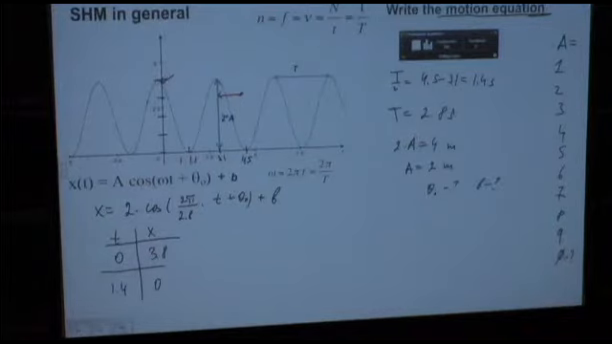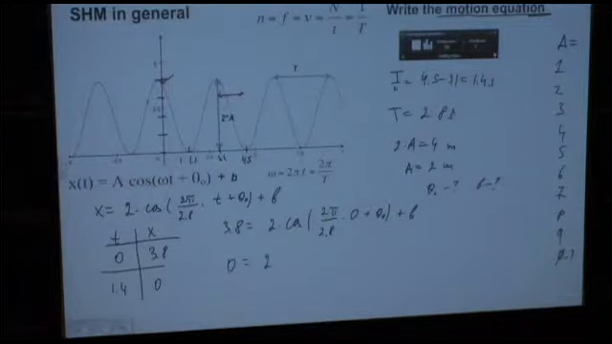So now, what can we do? We can use these given numbers, plug them into the general equation, and write two specific equations. For example, 3.8 has to be equal to 2 times cosine of 2 times pi divided by 2.8 times 0 plus theta naught plus b. That's one equation. And another, 0 equals 2 times cosine 2 times pi divided by 2.8 times 1.4 plus same constant plus same another constant. So now we have two equations and only two unknowns.